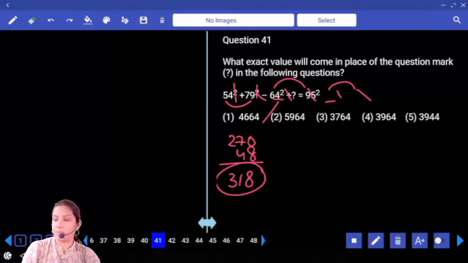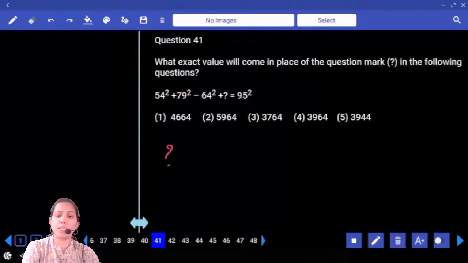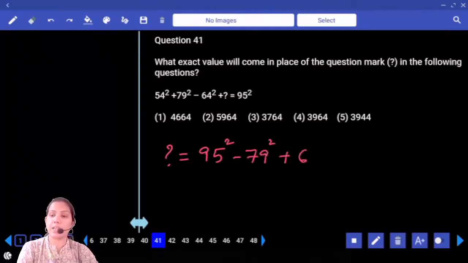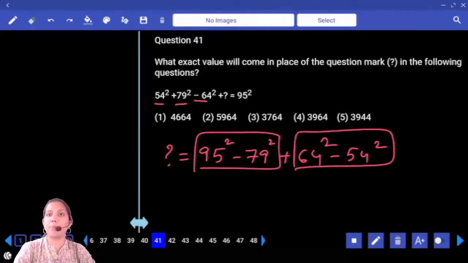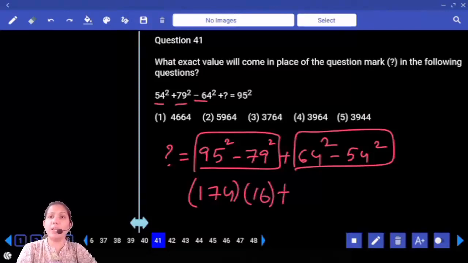Next, question number 41. My question mark is equal to 95 square minus 79 square plus 64 square minus 54 square. Plus 79 on the right hand side, minus 79. Minus 64 on the right hand side, plus 64, plus 54, minus 54. Is it correct? A square minus B square, and here also A square minus B square. What is 95 square minus 79 square? 95 plus 79 is 174 into the difference between 95 and 79, which is 16. Plus 64 plus 54 is 118, and the difference of 64 and 54 is 10. So this is my answer.